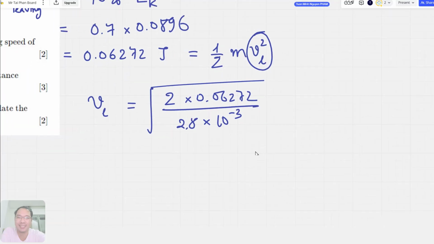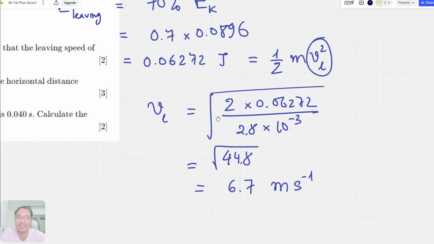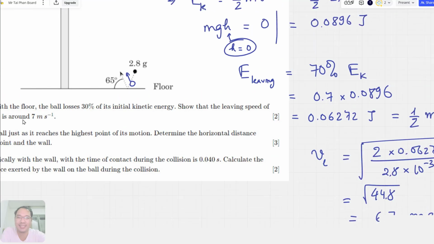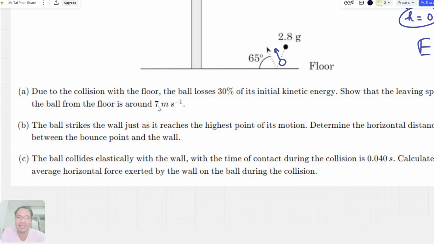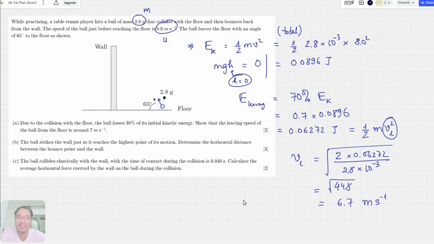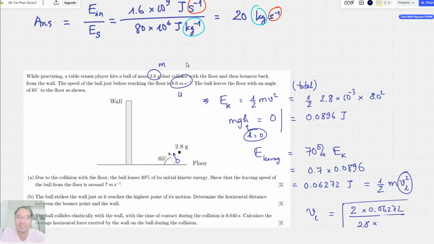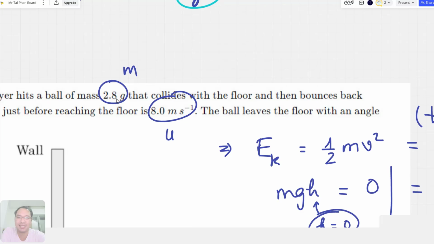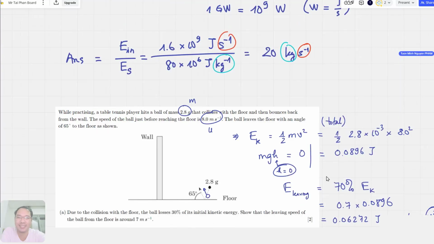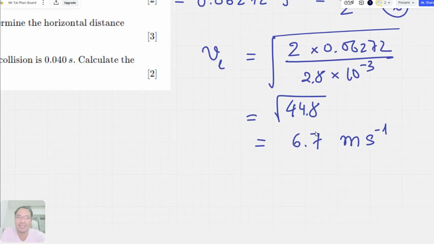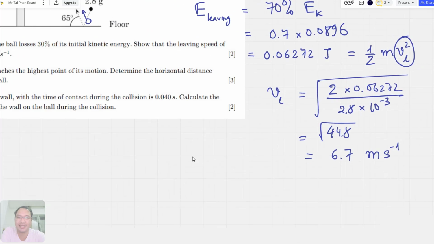Which is very close to 7. 44.8 square-rooted and rounded is 6.7 meters per second. So that is the solution of the first question, around 7 meters per second. And of course, the number of significant figures is 2: 2.8 for the mass, 2 sig figs, and 8.0, 2 significant figures. And therefore I rounded here to 6.7.